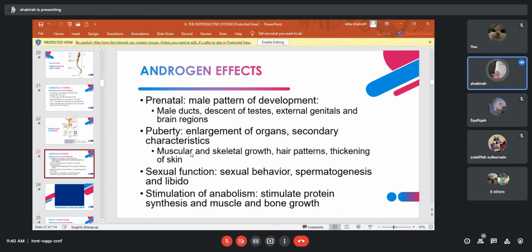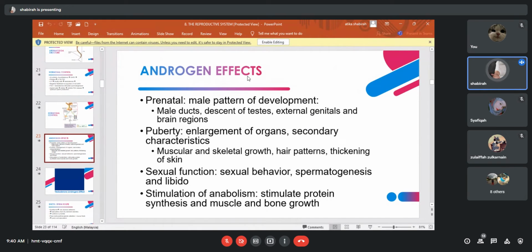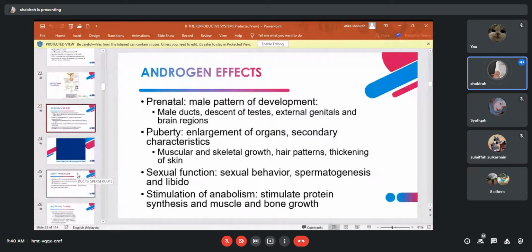Okay, androgen effect ni dia responsible for the development of secondary sexual characteristic in men. Contohnya facial hair, body hair, lepas tu voice change, and also dia boleh affect the bone and muscle development and also metabolism. Maksudnya akan tumbuh segala-gala tu lah. Suara pun berubah. Apa yang jadi after puberty lah. Skeletal growth, hair patterns akan tu lah. Thickening of skin, semua-semua tu.